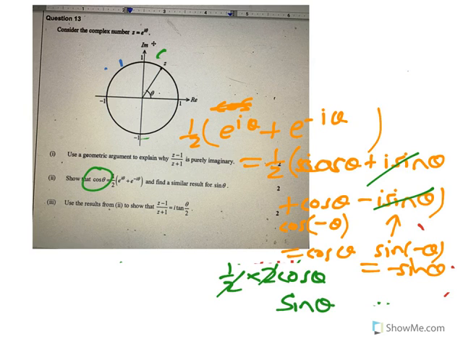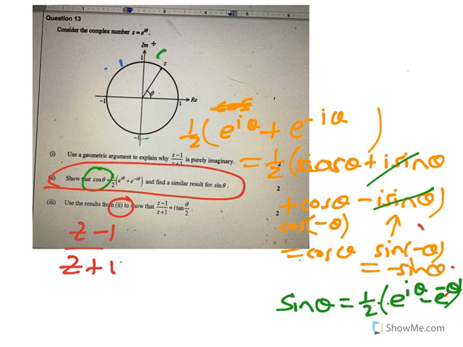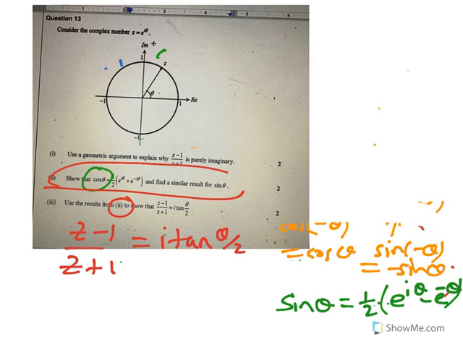The sine result will be equal to a half of e to the i theta minus e to the minus i theta. When you simplify that, you'll get the same thing. That will be the sine result. Okay, so use the result from part 2, specifically want to use that there, to show that z minus 1 on z plus 1 equals i tan theta on 2.